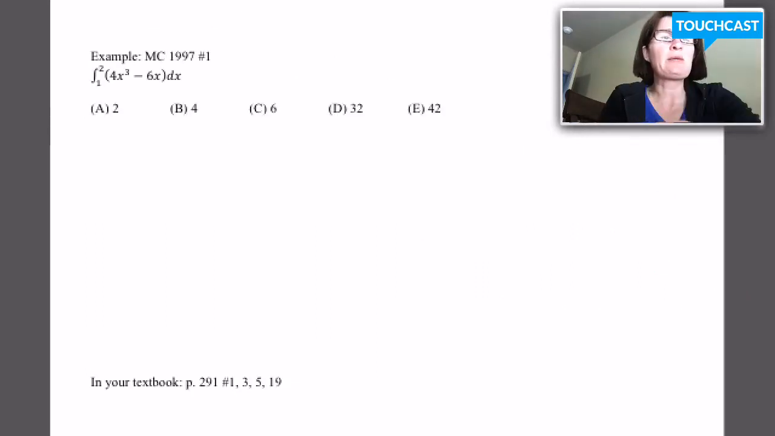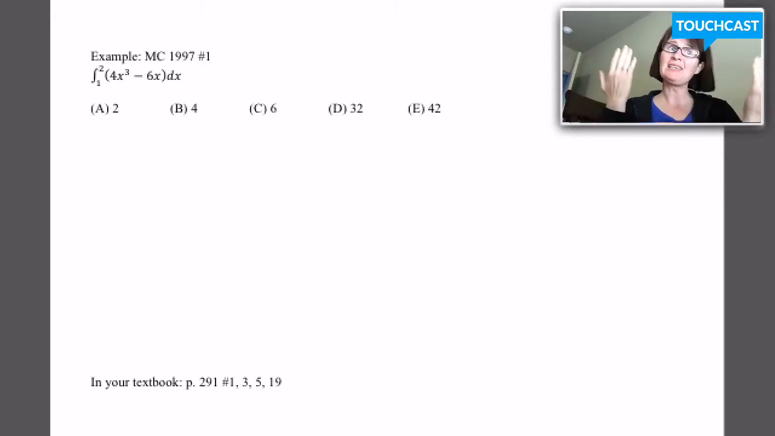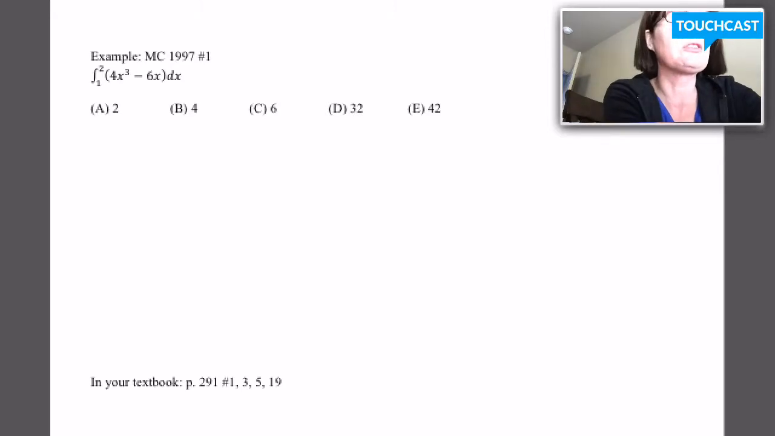Before we do this last example, it's just a released problem from the multiple choice test. We want to remember how we found derivatives of polynomial functions, because that process is going to help us think about how we could find an antiderivative of a polynomial function. So I'm just going to make something up. I'm not even going to call it f. I'm going to call it g.